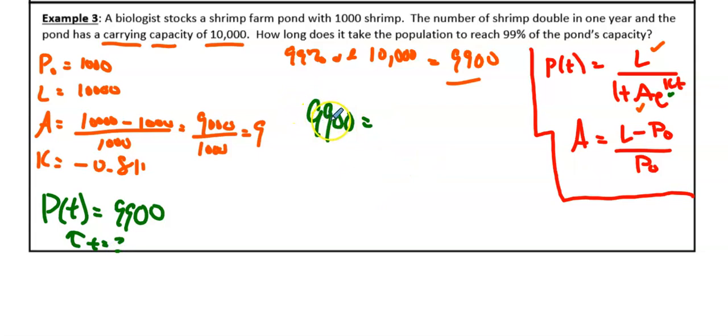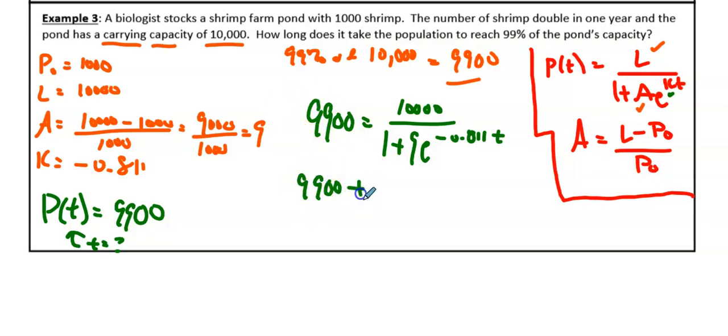9,900 is going to be equal to our carrying capacity, which is 10,000, all over 1 plus 9e to the negative 0.811t. And I know this gets pretty tedious, guys, but it's the same thing. We're going to go ahead and multiply by 9,900. And then 9 times 9,900 is 89,100, e to the negative 0.811t. And we set that equal to 10,000.